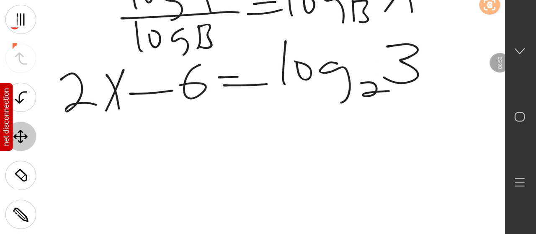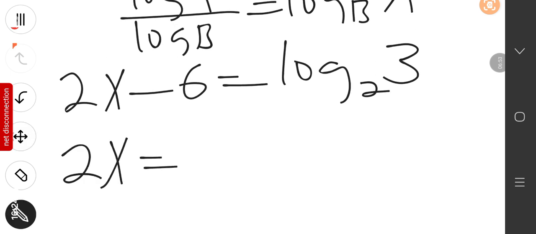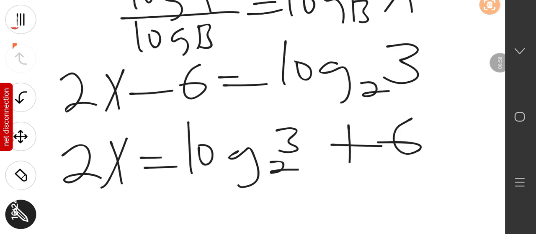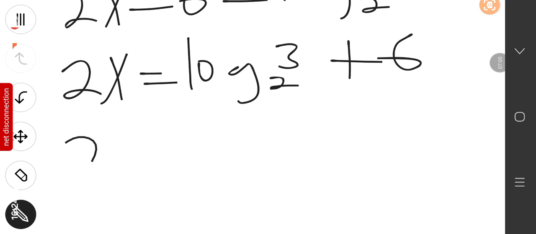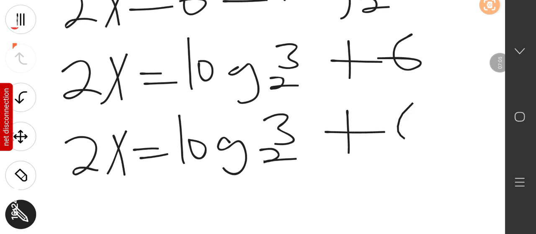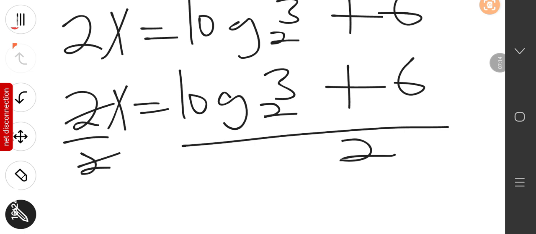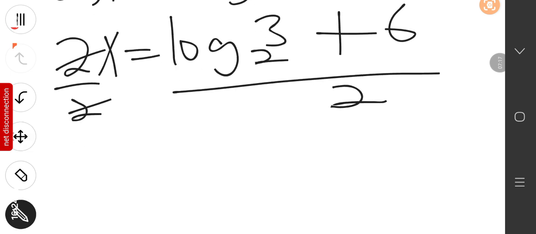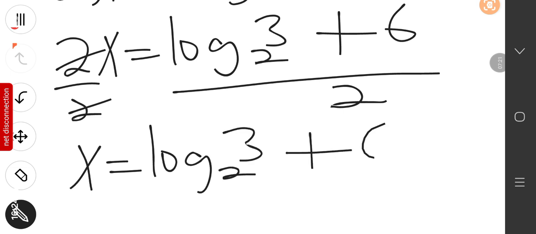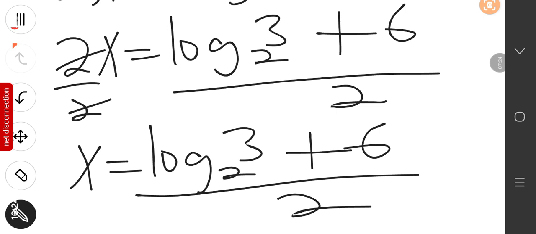Now this is going to give us 2x equals log 3 base 2 plus 6. Okay, so our equation becomes 2x equals log 3 base 2 plus 6. All right, now let's make x the subject of the equation. So we divide here by 2 and here by 2. So our equation becomes x equals (log 3 base 2 plus 6) over 2.